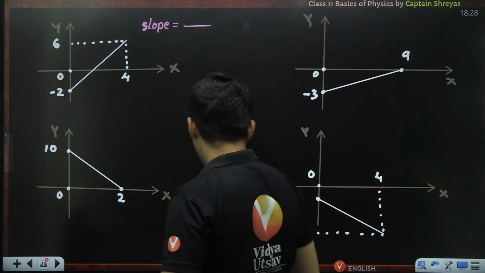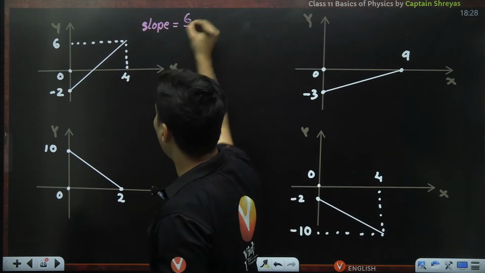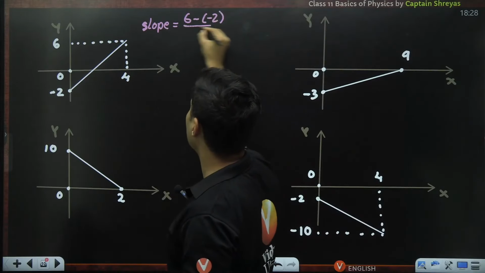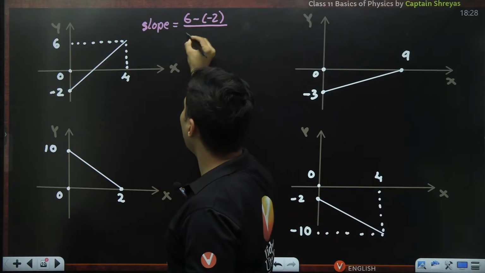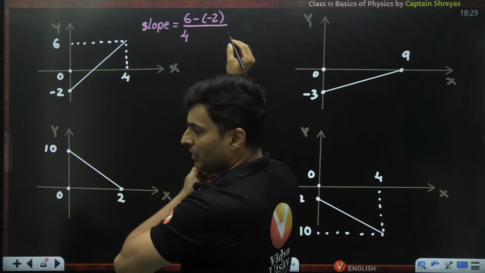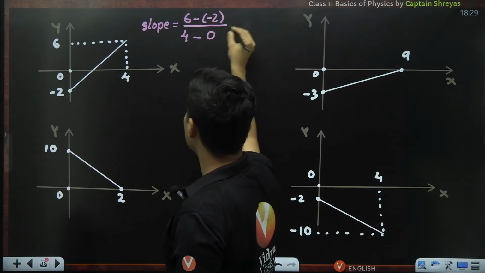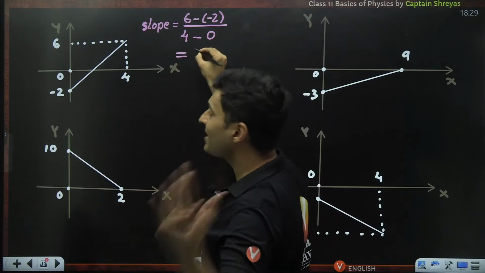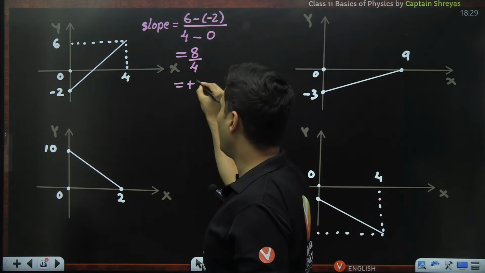So here, as you can see, my dear students, the new value of y is 6. The old value of y was -2. So 6 minus -2 upon the change in x. This is the new value of x, which is 4. The old value, old is this side, new is always this side, in the x-axis. So it will be 4 minus 0. So how much will it be, my dear students? 6 minus -2 is basically 6 plus 2, which is 8, divided by 4, which is nothing but +2.